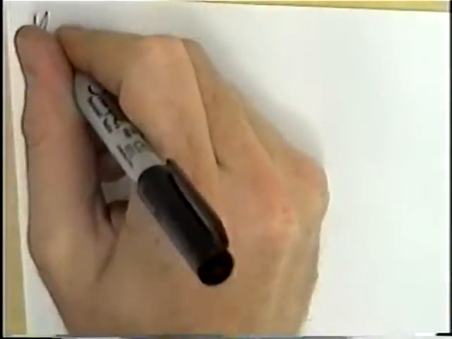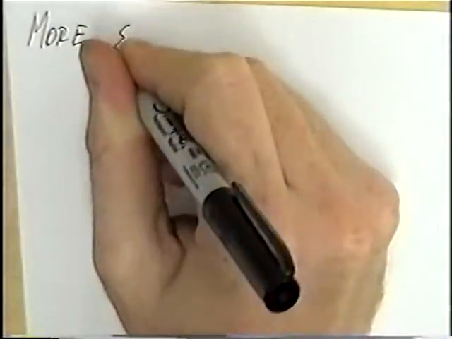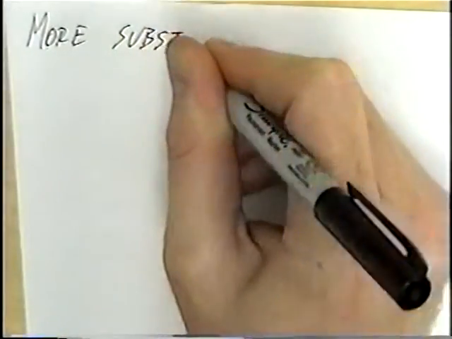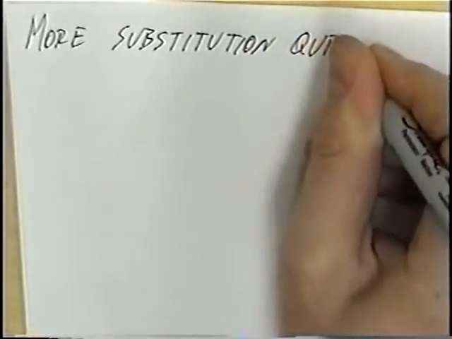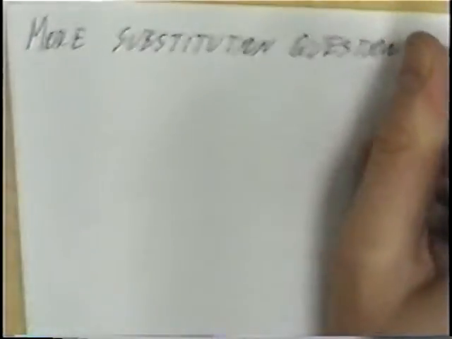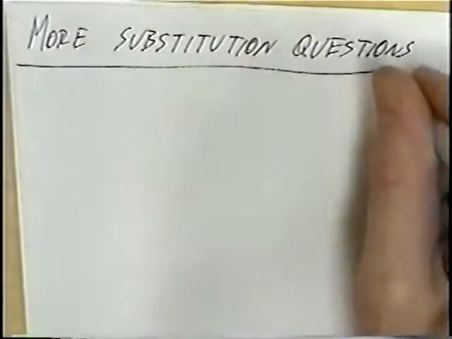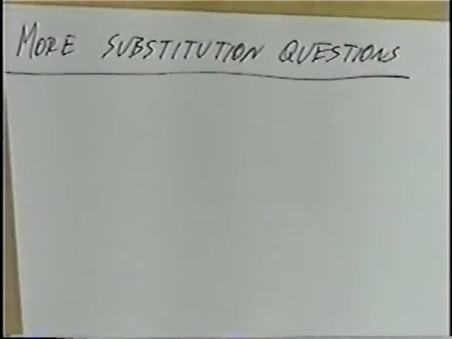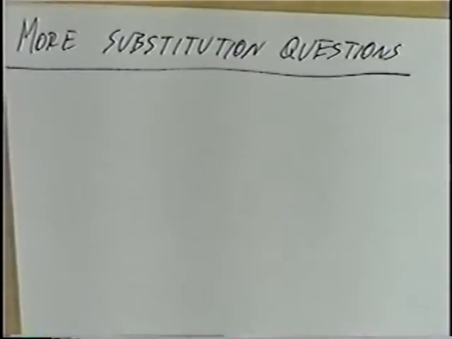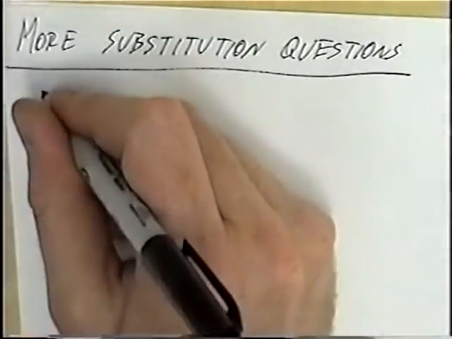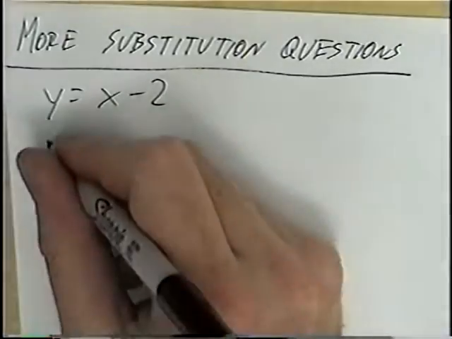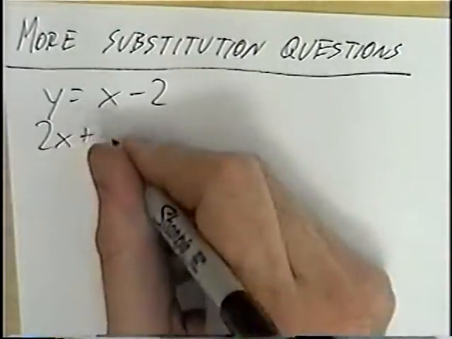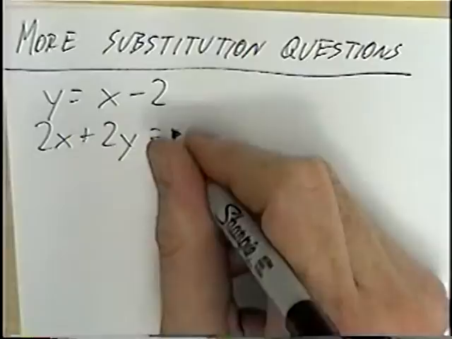Title of the last section today is More Substitution Questions. In this section, we'll continue to solve equations using substitution. First two equations, y equals x minus 2, and the second equation, 2x plus 2y equals 4.